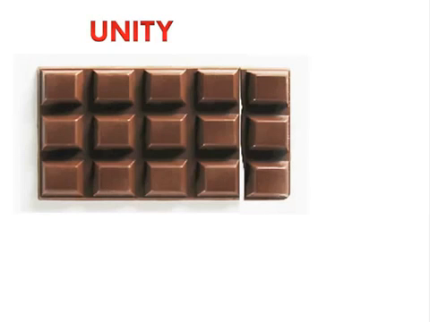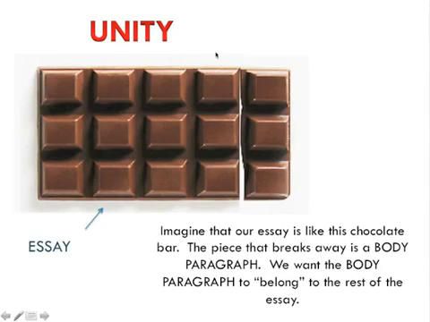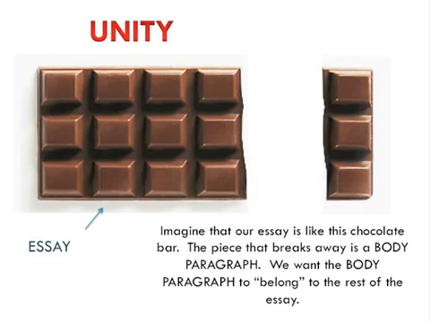So the concept of unity. Again, thinking about using a picture to help us, look at this chocolate bar. Notice how all of the pieces together represent the collective idea of our essay. So, in other words, even though we can break each idea apart, we're all relating back to the general controlling topic that we discussed in the thesis. So when we break away a piece, this is sort of like the body paragraph. It resembles the rest of the essay, but it's also distinct and separate.